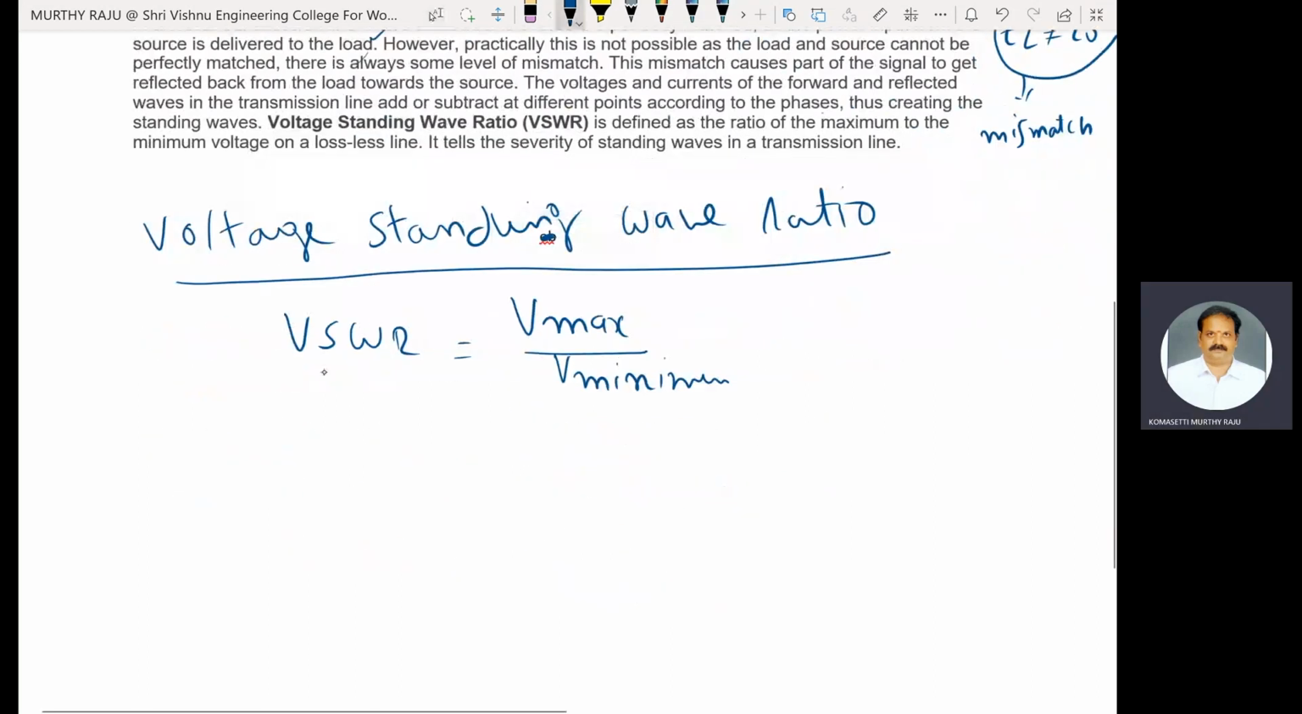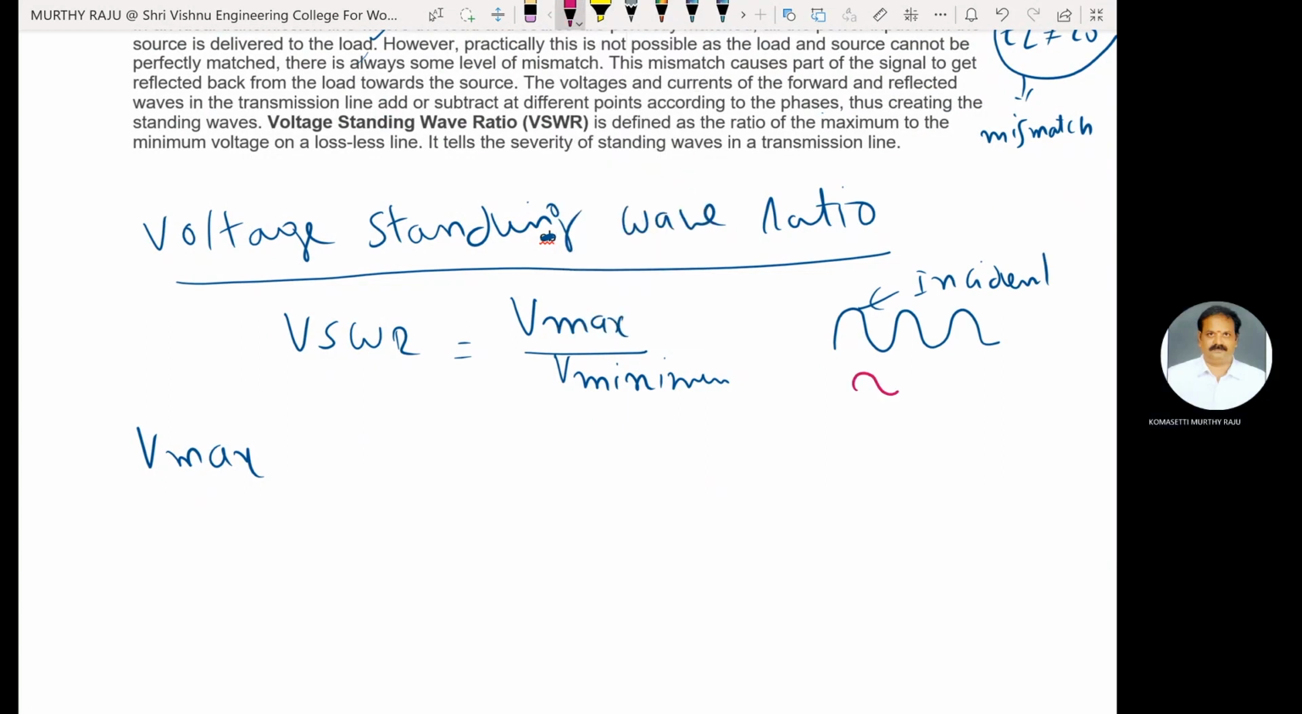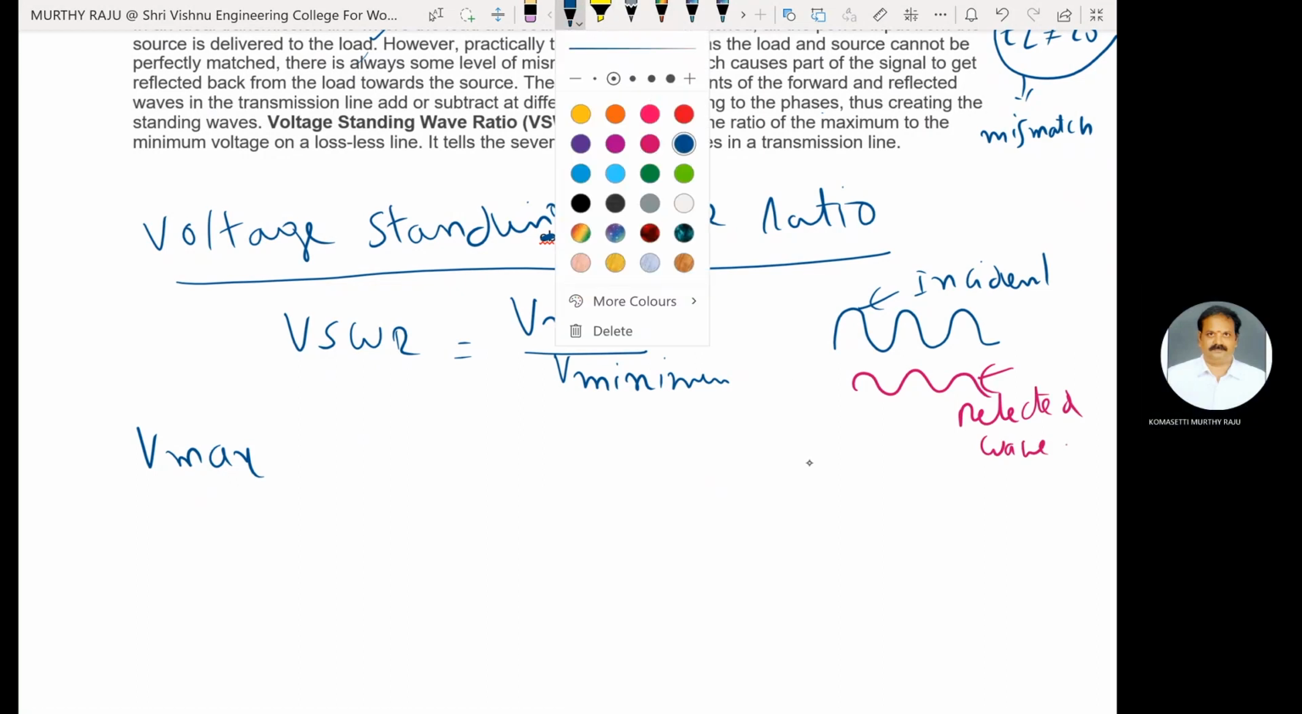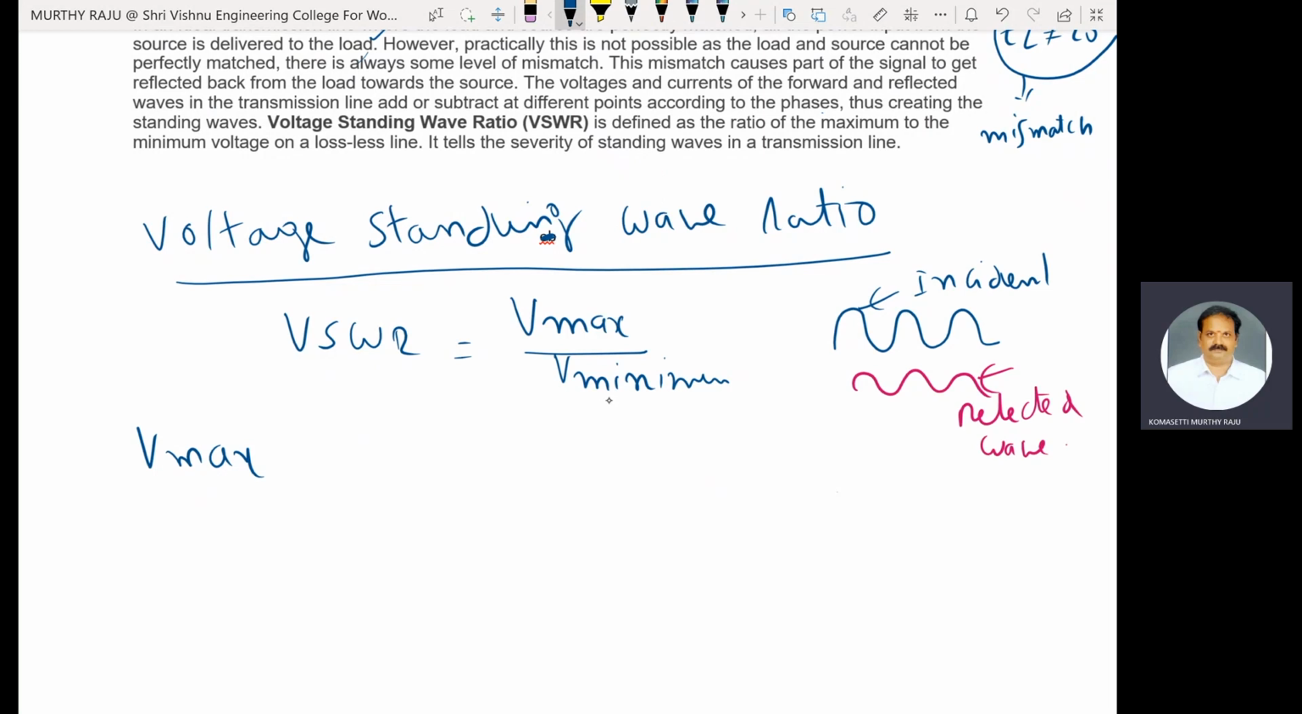A very important point here is V maximum. No doubt, this blue color waveform is called the incident wave, and the reflected wave is represented by red color. This one is the reflected wave due to mismatch of the load. V maximum is the maximum voltage observed on the transmission line when the incident and the reflected voltage waves add in phase.